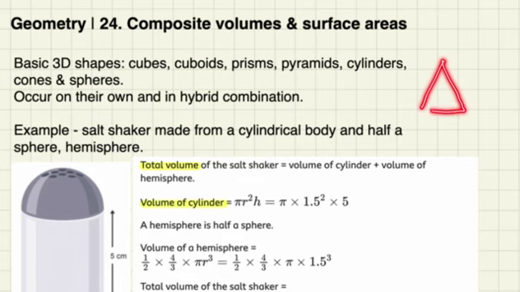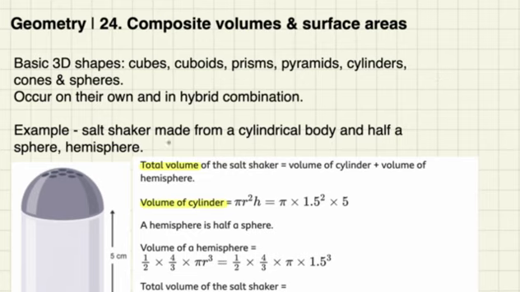Pyramids is an easy one to remember. So something like that. Cylinders. Cones. Something like that. And obviously spheres. And my drawing looks like a circle, but it's supposed to be three-dimensional.